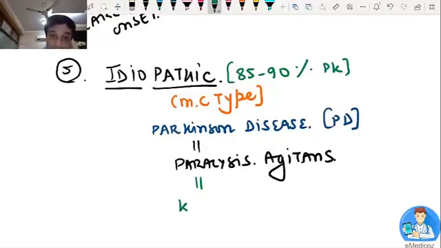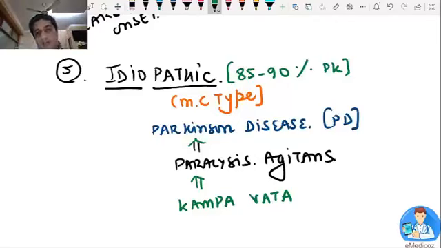Don't write this, please. I'm just writing it for your information. There was an old Sanskrit name known as Kampavata, which was replaced by paralysis agitans, which is now replaced by Parkinson disease. Now look at the word Kampa. Kampa means tremors. Vata means metabolic derangement. So there was a metabolic derangement in the patient's brain that resulted in tremors.